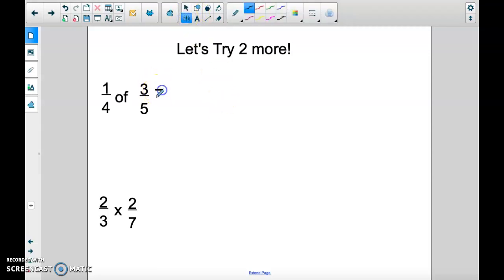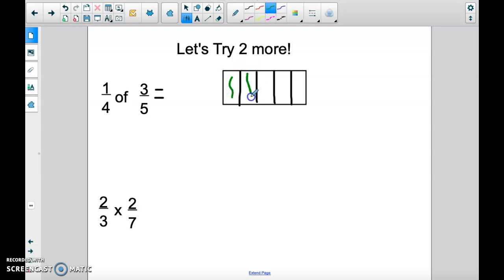Okay, so the first problem, I have 1/4 of 3/5. So if you chose to draw it out, there's your whole. I need to break it into 3/5, or sorry, into fifths. 1, 2. So there are my fifths. I'm going to shade in 3 of them. And then I need to break these fifths into fourths because we want 1/4 of these 3/5.